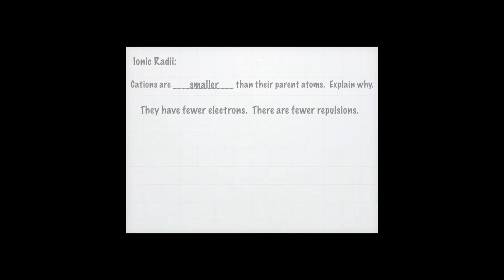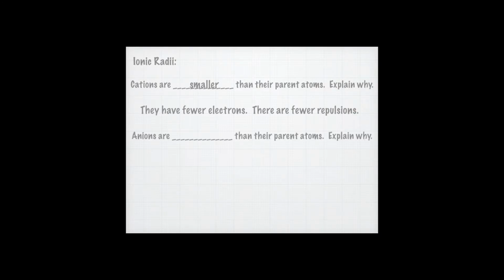Now, so far we've been talking about atoms. Well, what about ions? Well, if you have a cation, meaning a positively charged ion, the way you got that cation was by removing an electron. By removing an electron, you actually decrease the size, so cations are smaller than their parent atoms, and that's because they have fewer electrons. Now, electrons are going to repel one another, so the fewer electrons you have, the fewer repulsions you have, and therefore it's going to be much more neat and tidy, and the electrons are going to be pulled towards the nucleus.